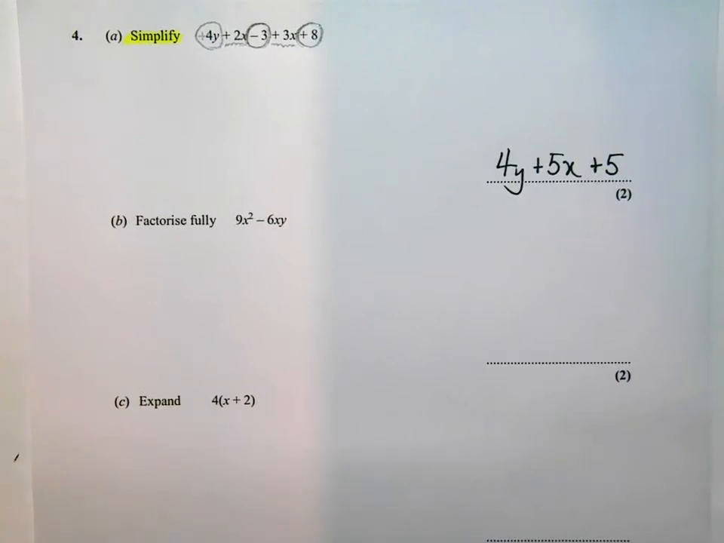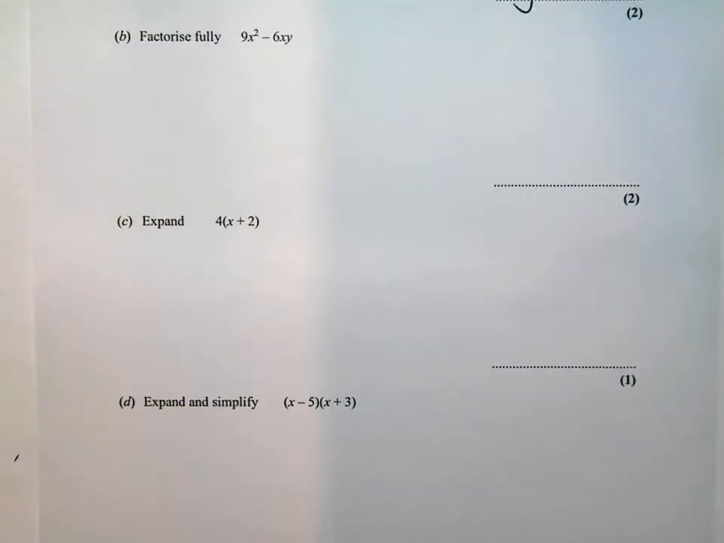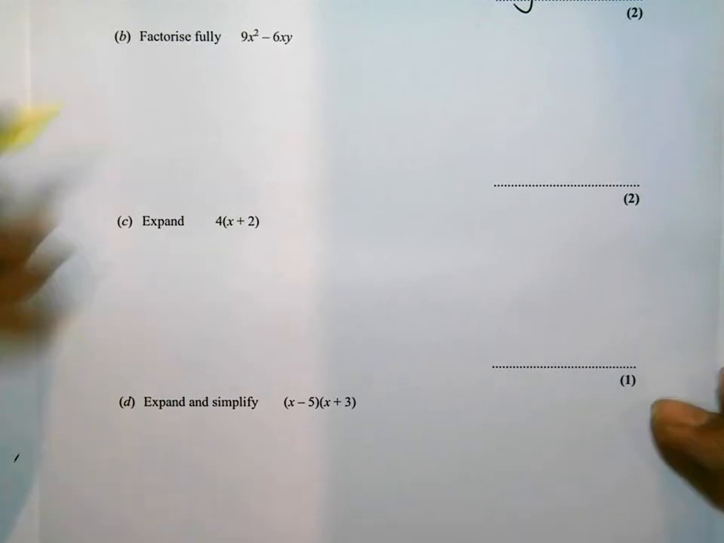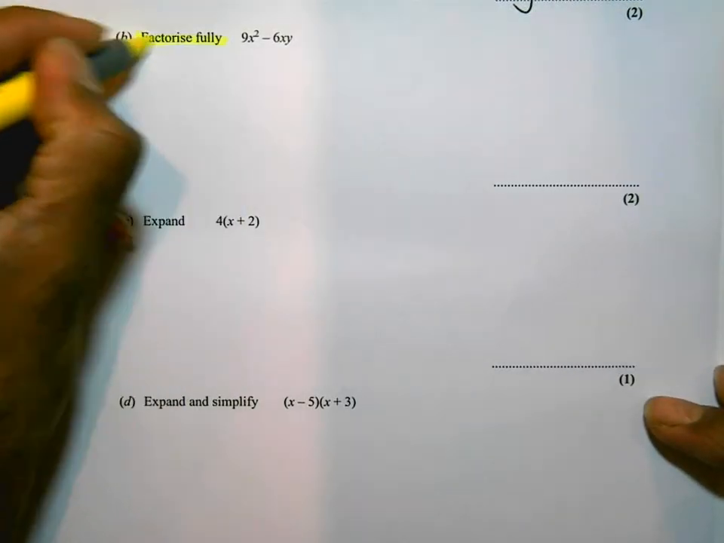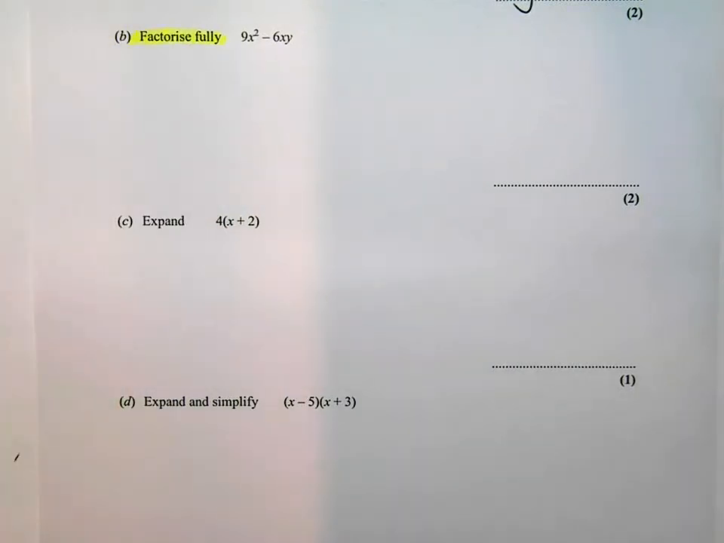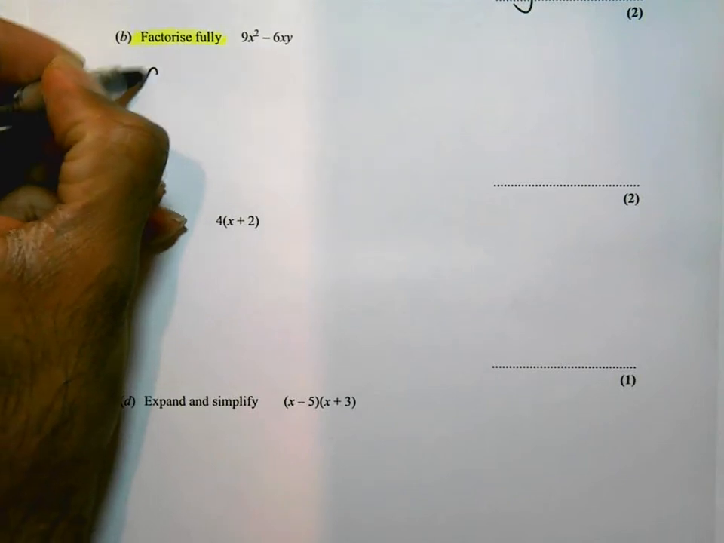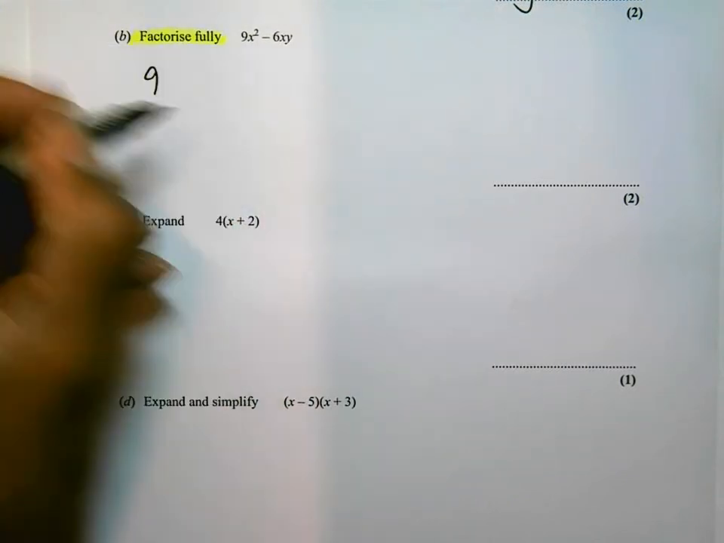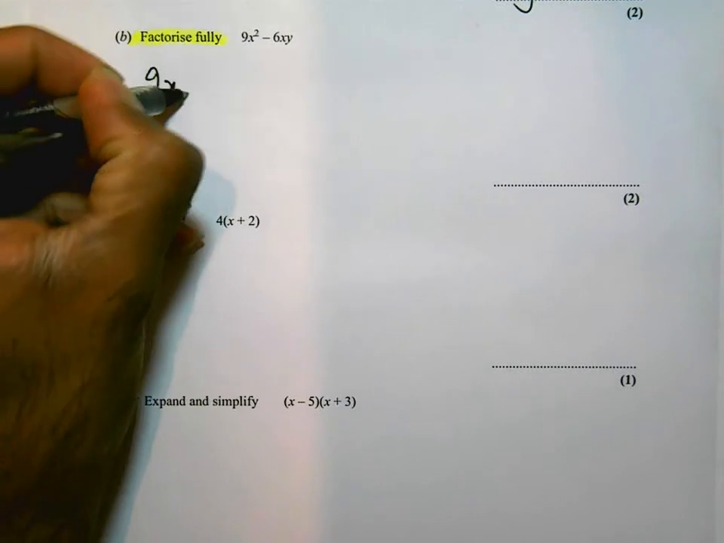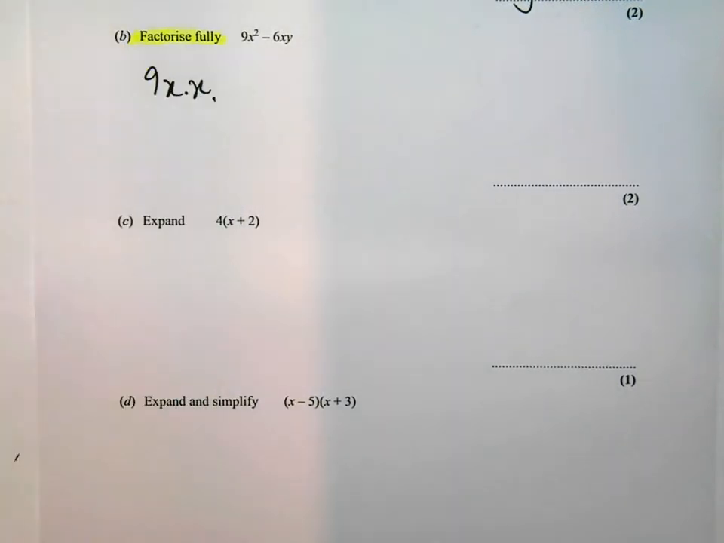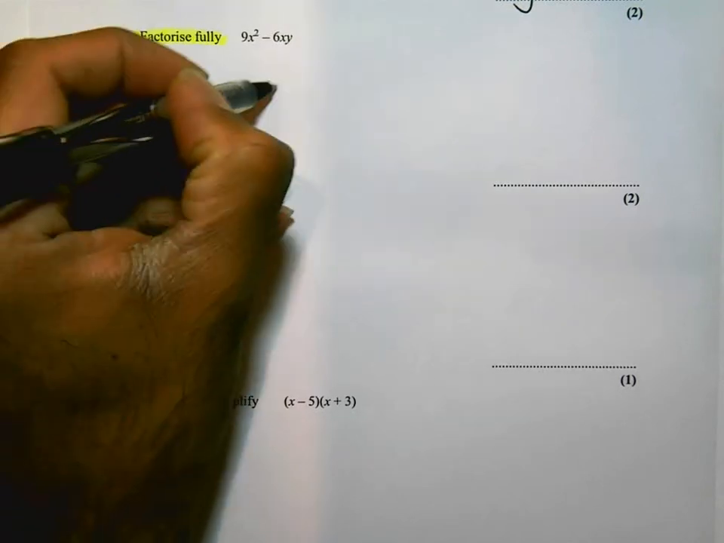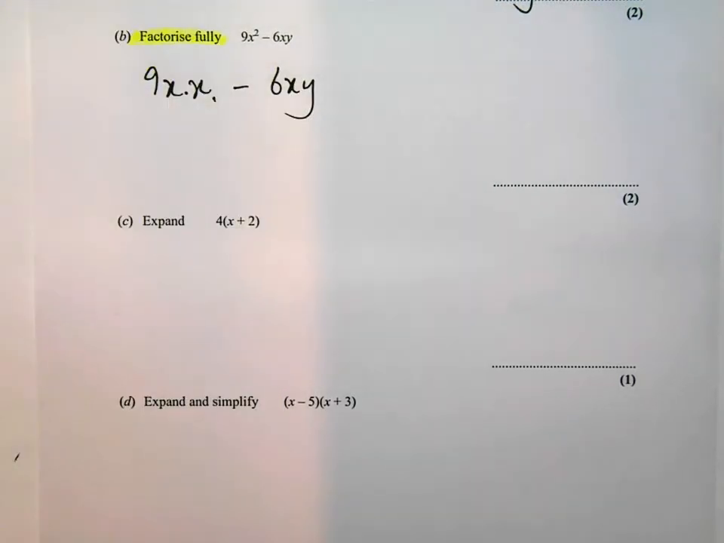And let's look at part B now. Part B says factorize fully. That means that you need to take out every factor from that expression so it can't be simplified any further. Now, there are several ways to do this. 9x squared means 9 times x times x, 9xx, that's 9x squared, minus 6xy. To factorize means put it into brackets.